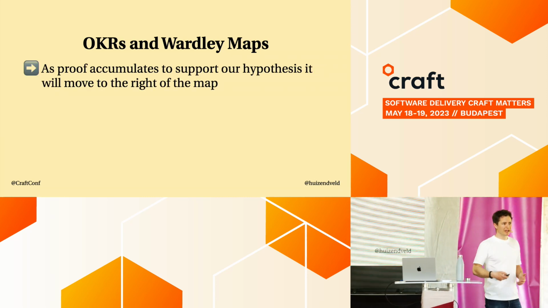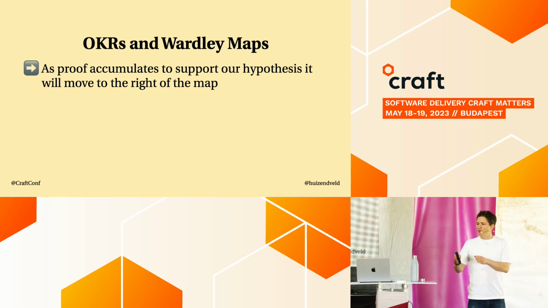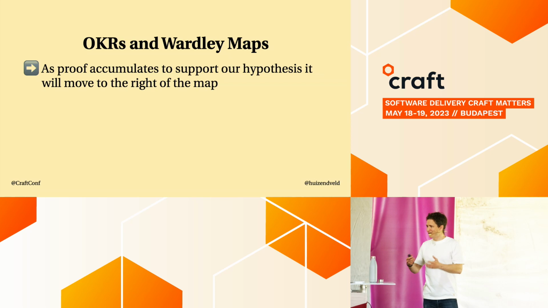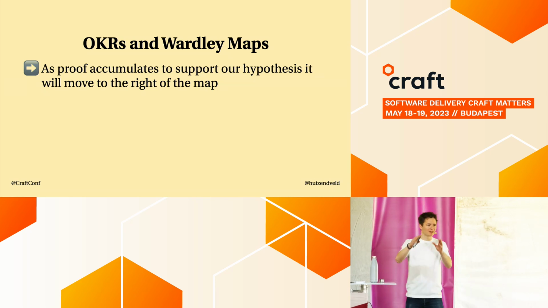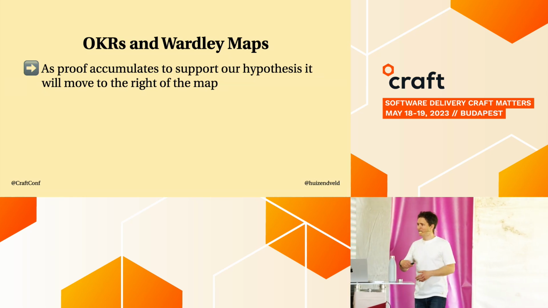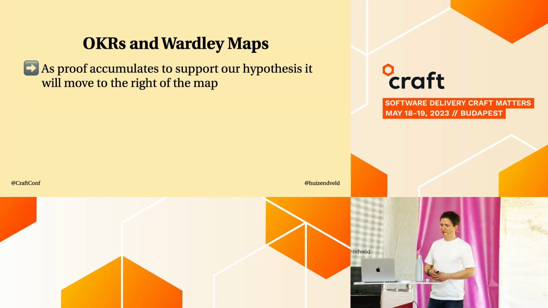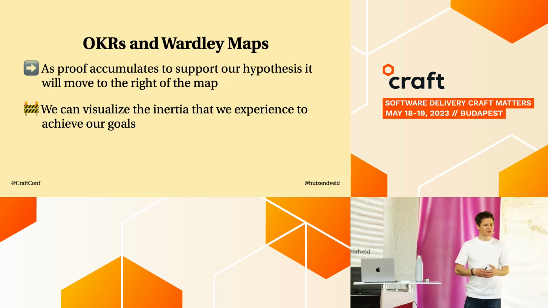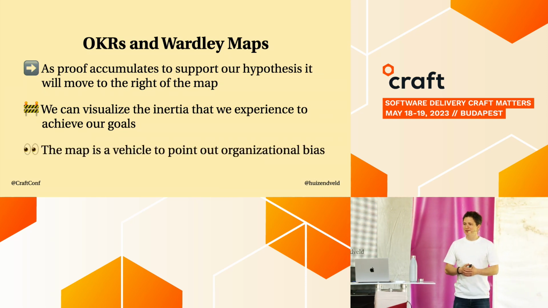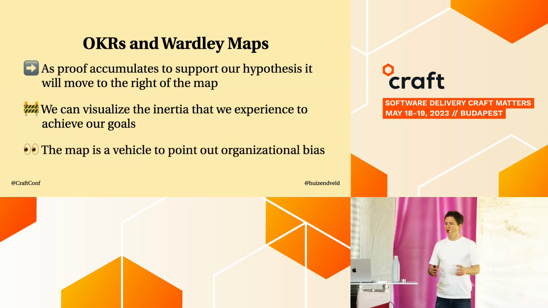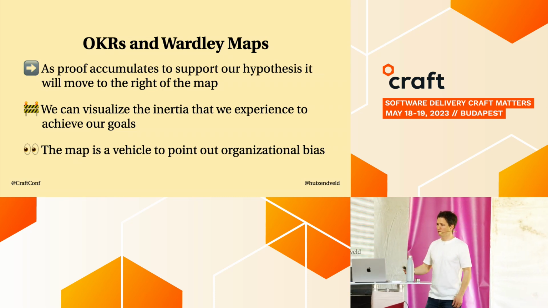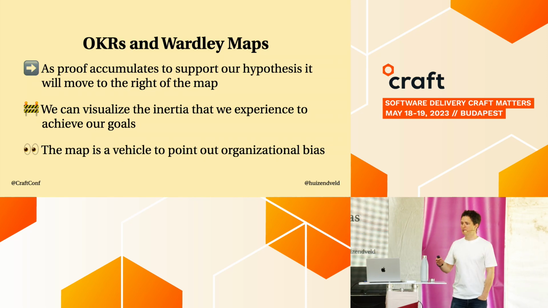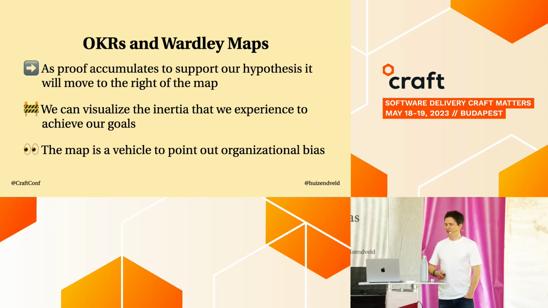So as proof accumulates, we start to move our hypothesis to the right of the map. Or if we realize that our hypothesis was wrong, we can mark the time of death and move on to another hypothesis, right? Now we can visualize the inertia that we experience to achieve our goal. And the map is simply a vehicle to point out our organizational bias, right? To talk about the preferences that we have and to make them discussable.